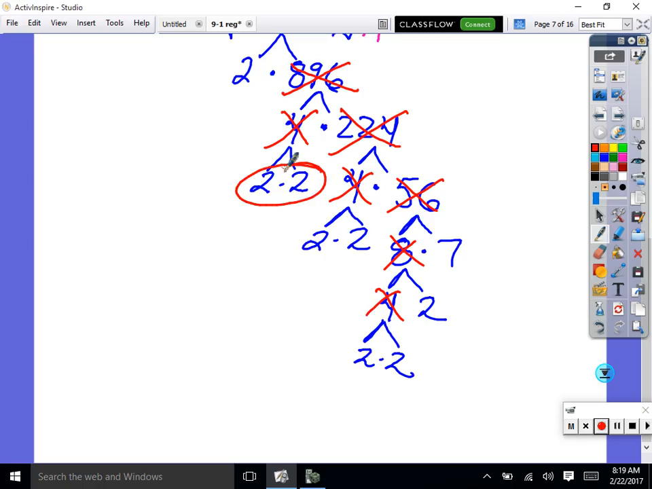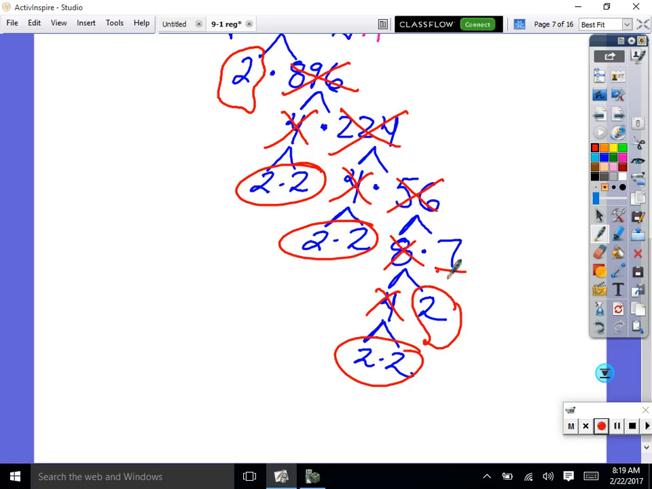So if there's 2, they can leave the house. Boom, boom, boom, boom. And then look at this little guy. You see how those two are going to come out? So what's left underneath? A 7. So we pull out 2 times 2. So that's really the square root of 4, right, guys? Square root of 4 is 2.